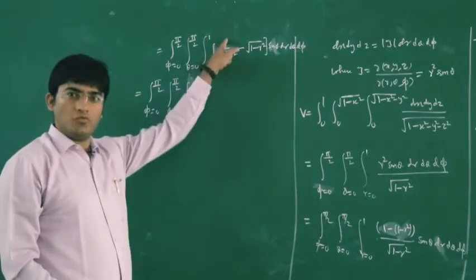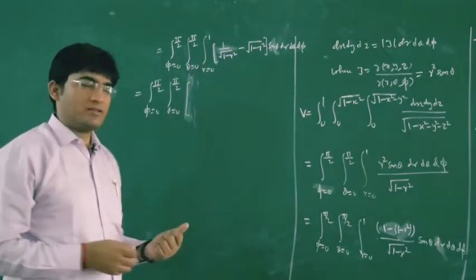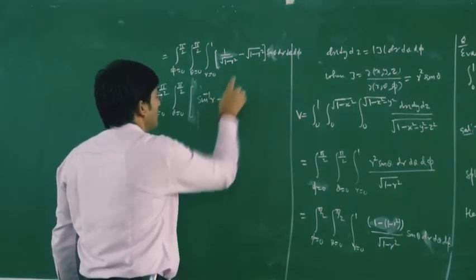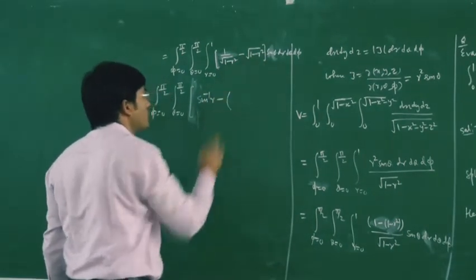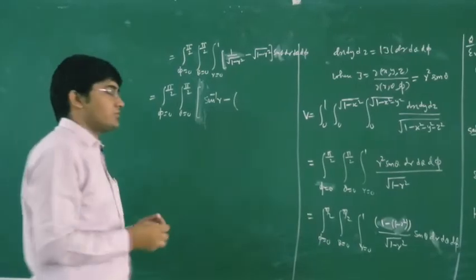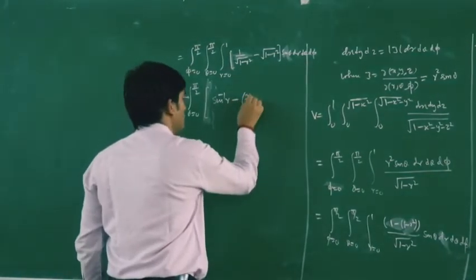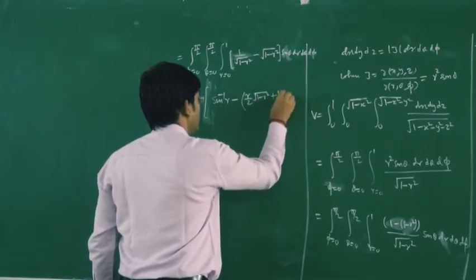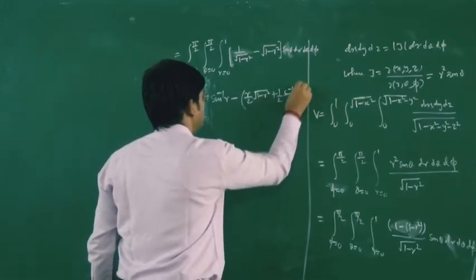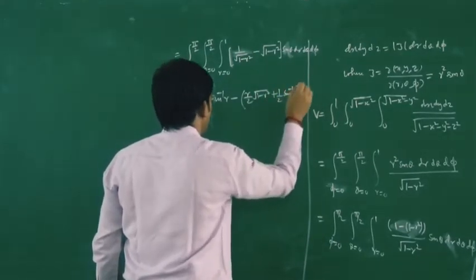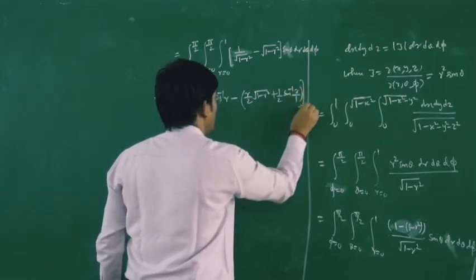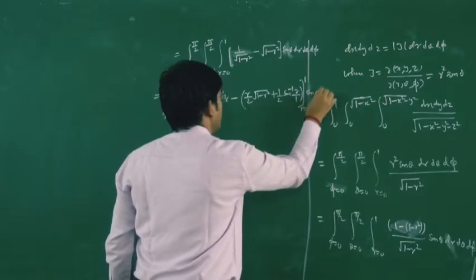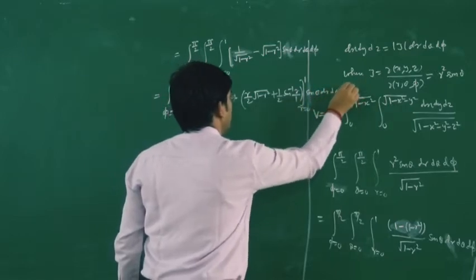So the integration of 1 upon the square root of 1 minus x square is sin inverse x. So this is sin inverse r. Then the integration of under root a square minus x square will be x upon 2 under root a square minus x square plus a square by 2 sin inverse r upon a. Here r upon a is 1. So then the limits of r will be from 0 to 1, and we have sin theta, dr, d theta, d phi.